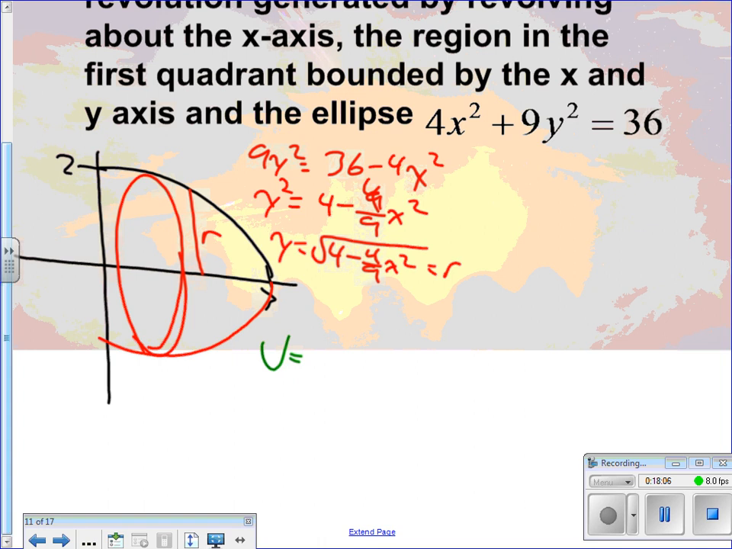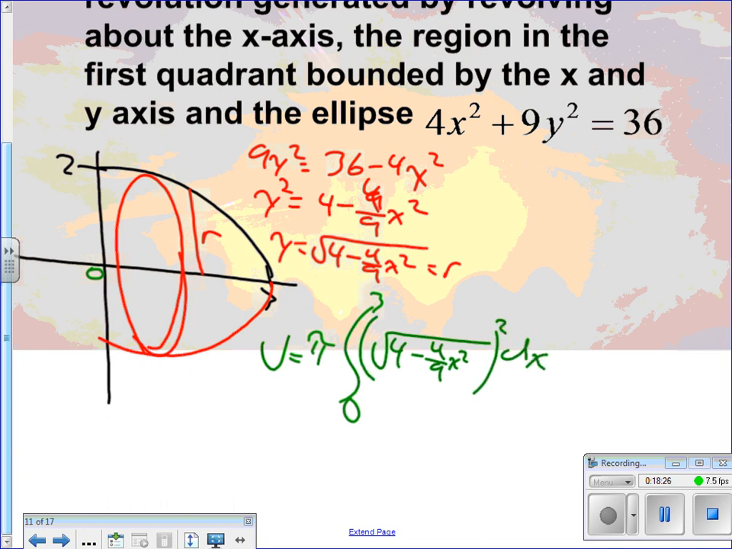So I go from pi. My integral goes from where to where? Where's my lower bound? My lower bound is 0. What's my upper bound? 3. And it's of the square root of 4 minus 4/9 x squared dx. Oh, look, isn't that nice? What's squaring a square root that makes it easy?